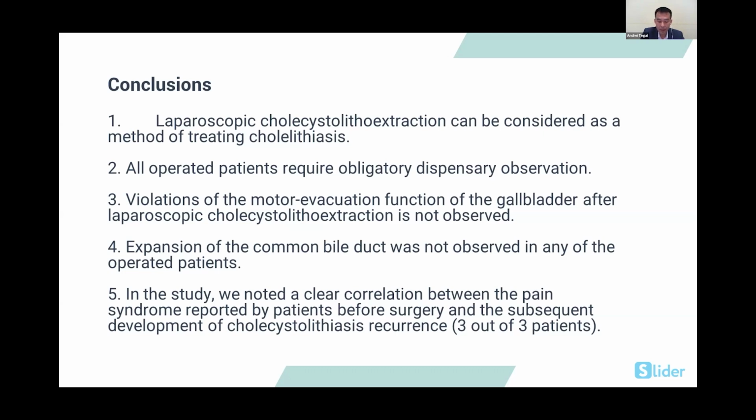In the study, we noted a clear correlation between the pain syndrome reported by patients before surgery and subsequent development of cholecystolithiasis recurrence, 3 out of 3 patients. However, given the small sample size, it is premature to draw any conclusions.